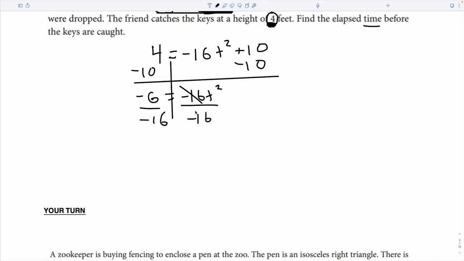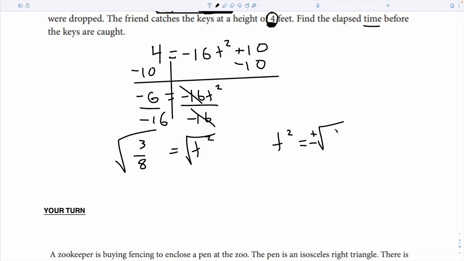That's going to cross that out. You get t squared by itself, and we're left with negative 6 over negative 16, which I can simplify, divide top and bottom by 2, and you get 3/8. Take the square root of 3/8, and remember I said sometimes you're not going to have a perfect square. Sometimes it'll just look kind of weird, and the square root of 3/8 is the simplest you can make it. It doesn't look very fun. Oh, I made a blunder.